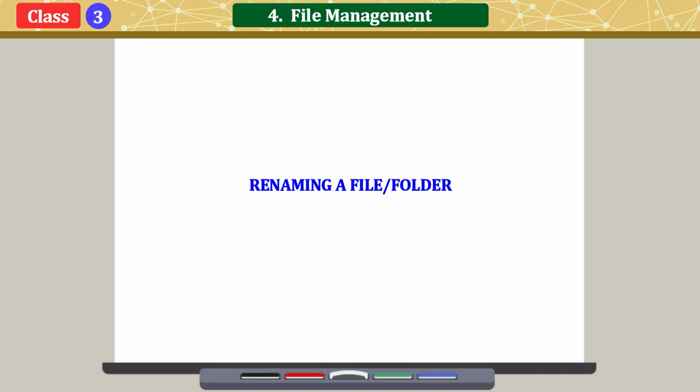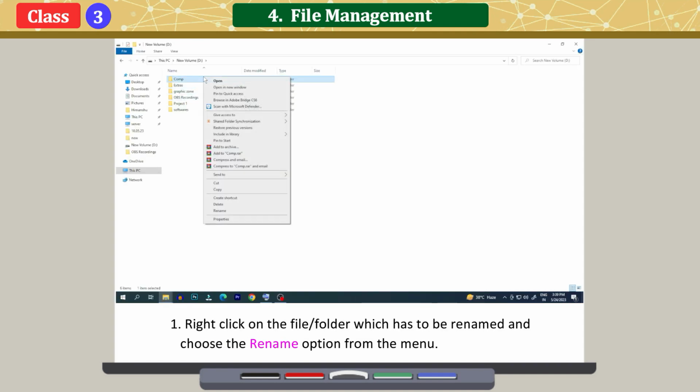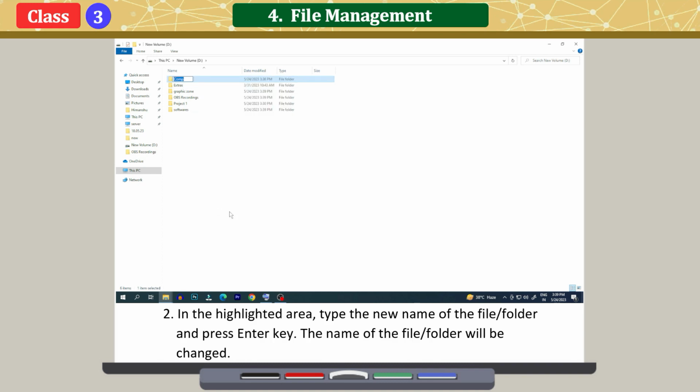Renaming a file or folder. Right-click on the file or folder which has to be renamed and choose the Rename option from the menu. In the highlighted area, type the new name of the file or folder and press Enter key. The name of the file or folder will be changed.